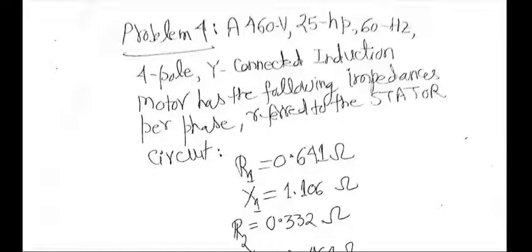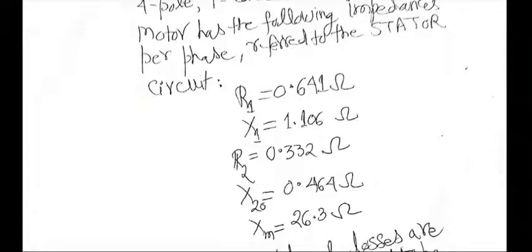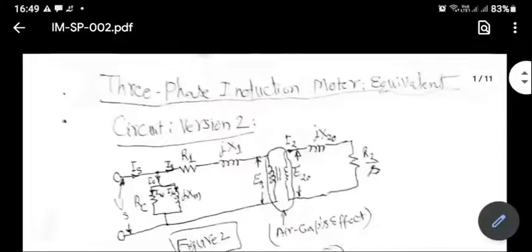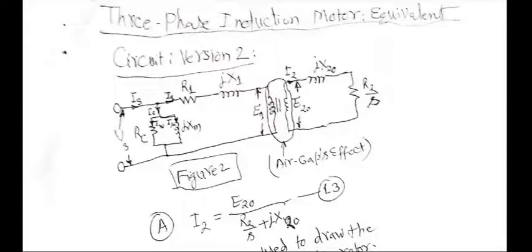Rotor resistance is 0.332 ohm. Rotor reactance, that means rotor reactance calculated at stator frequency. This is why they are saying referred to stator. X2 naught is 0.464 ohm. And of course, magnetizing reactance is also given as 26.3 ohm. So in the equivalent circuit here, only XM is given. RC is not given. So we will assume RC is infinitely large. Its effect is 0.